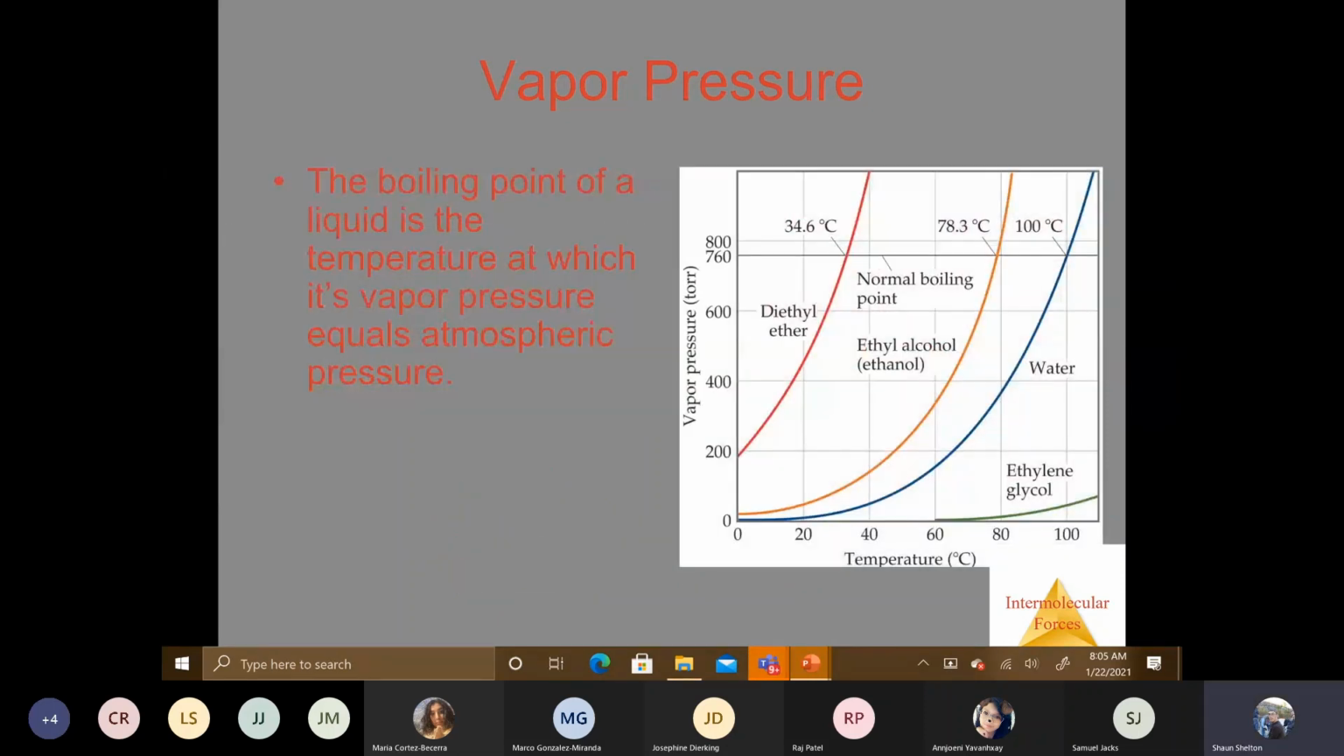All right, so the boiling point of a liquid is the temperature at which its vapor pressure equals the atmospheric pressure. Now, what exactly does this mean? What this means is that if you change the atmospheric pressure, you are going to change essentially the boiling point of that substance, because its vapor pressure is now different.